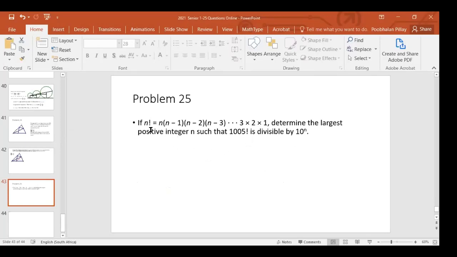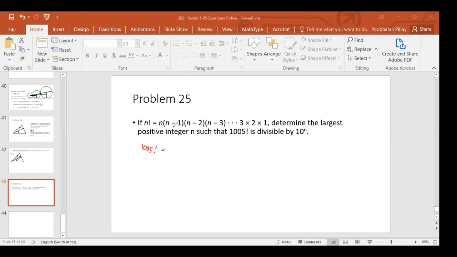Determine, so if n factorial is 1 times 2 all the way up to n, determine the largest positive integer n such that 1005 factorial is divisible by 10 to the power of n. One of the most difficult things in all these problems is to understand the question. So it takes a while. Just have a look at it. You're looking at 1005 factorial, so let's see what the meaning of that is.